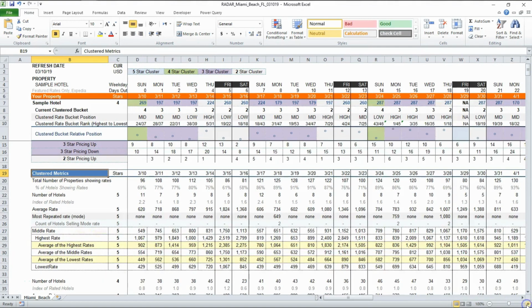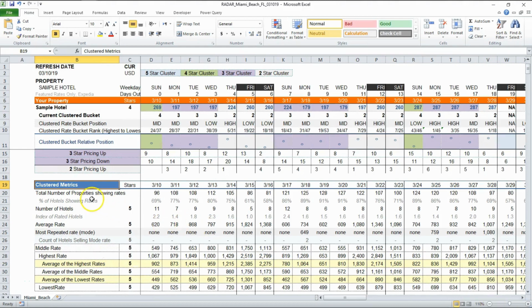For that reason, the heart of the radar report is the clustered metric section. In this section, we mathematically organize the rates for every hotel in the market so that each rate is identified into the bucket that is statistically closest to that rate.